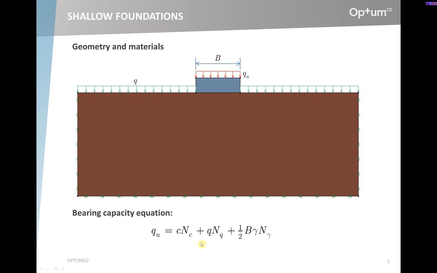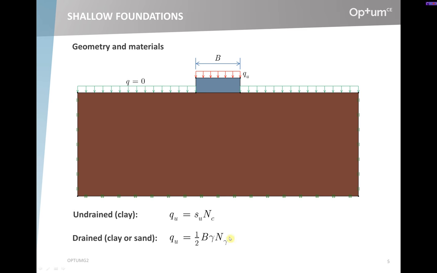Now, Terzaghi's bearing capacity equation in the general case is not exact. It's on the safe side, it's conservative, but in some special cases it is exact, and the two special cases that we'll consider in the following are the ones where we have only a c contribution, so we have no surcharge and the unit weight is zero, and then in the second case we'll consider the case where the cohesion is zero and the surcharge is zero but the unit weight is non-zero.